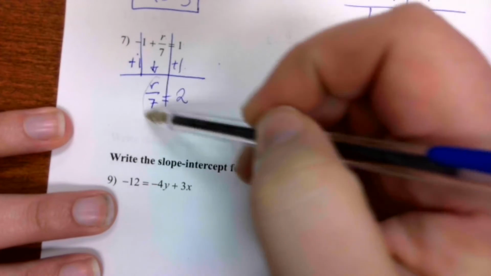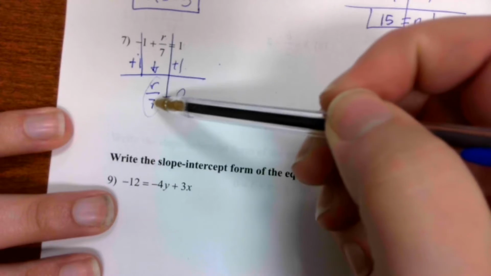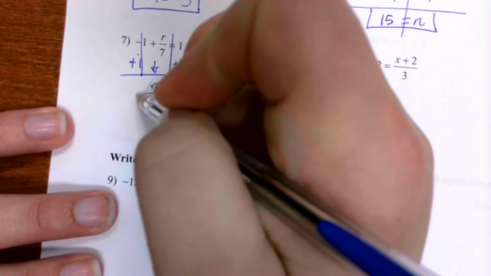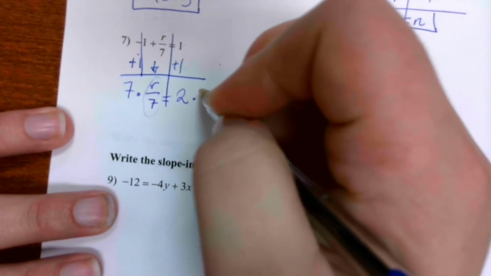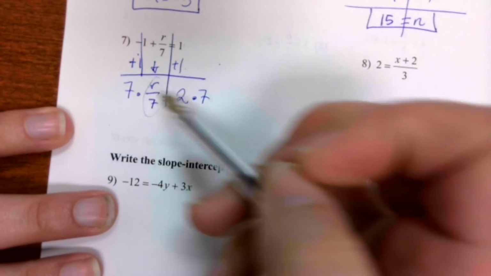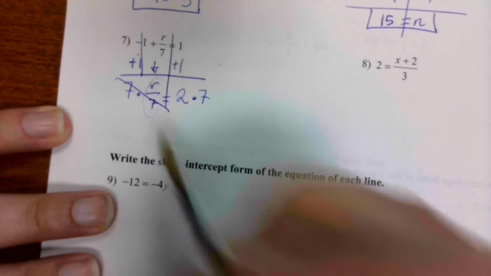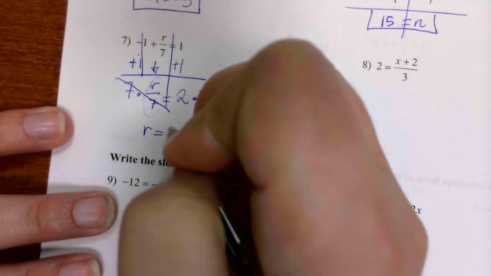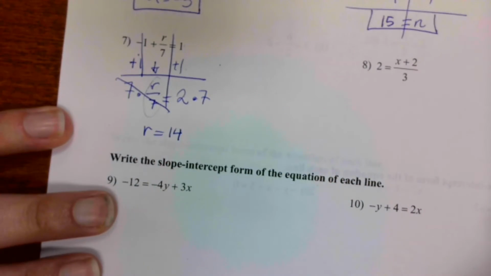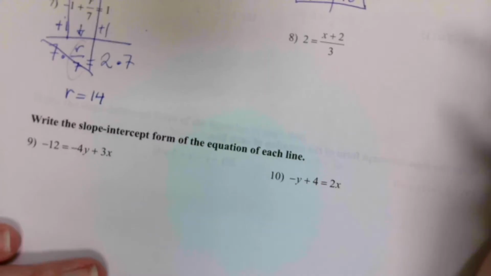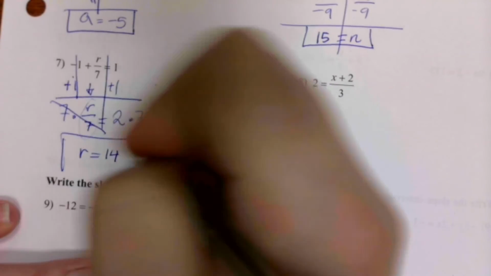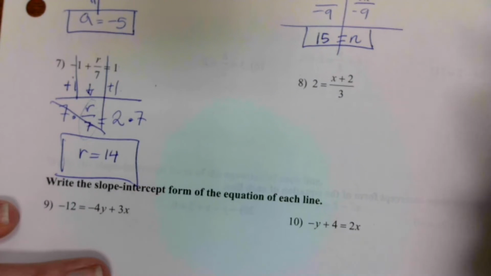So the term just means the group. To get rid of this dividing by 7, the opposite of divide is multiply. Do not use the x for multiply anymore. Use a dot or parentheses. Those cancel out. R equals 14. Okay, on to a slightly tricky one. Sorry, I forgot to box my answer.